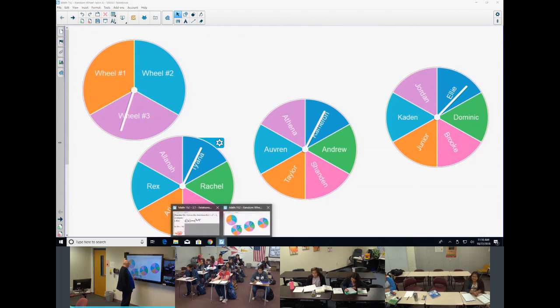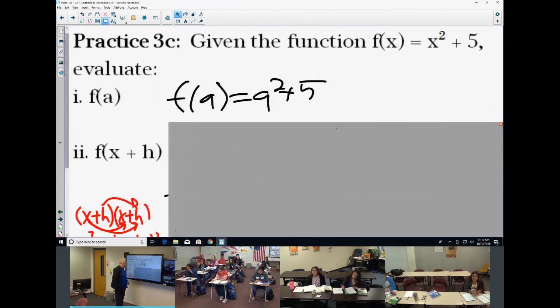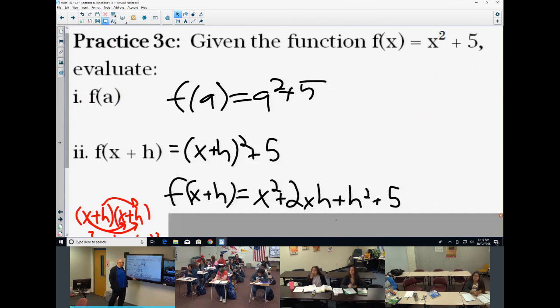All right, so Ellie, when you get the second one, let us know. So is it just x squared plus 2hx plus h squared plus 5? Yeah, good. So you just FOIL out or multiply out the x plus h squared. So x squared plus 2xh plus h squared, and then just slap the 5 at the end. Good job. All right, any questions on that one? Okay?